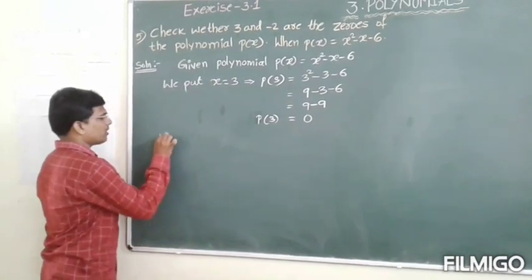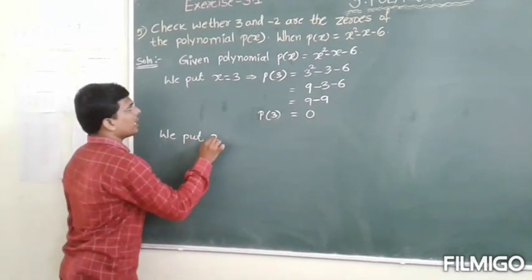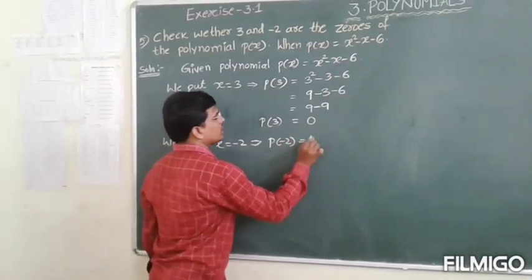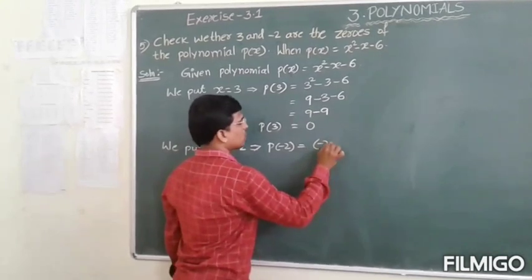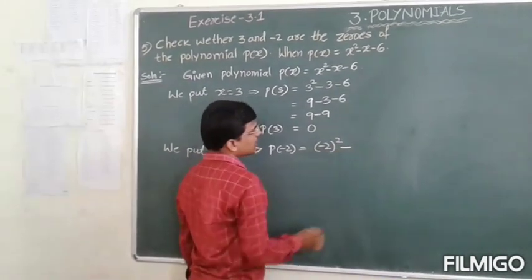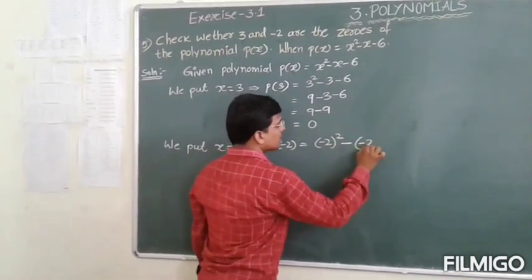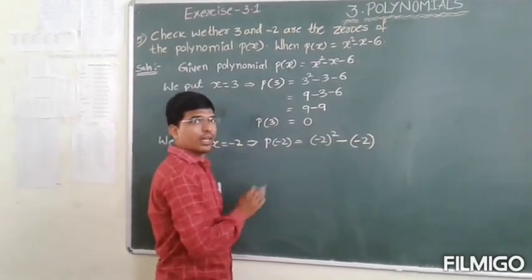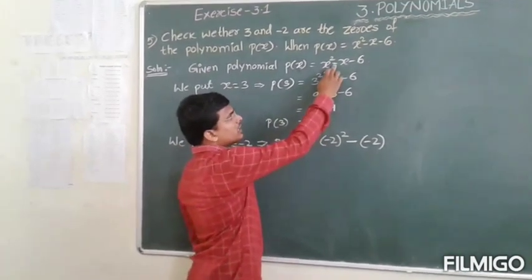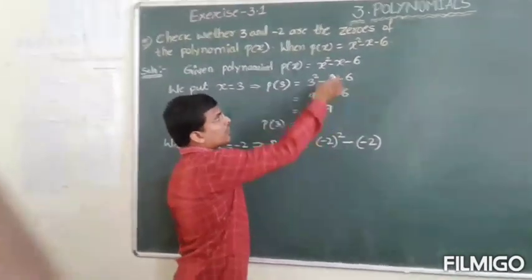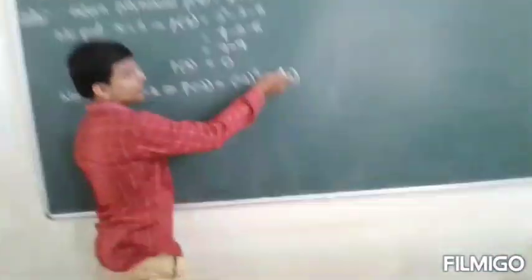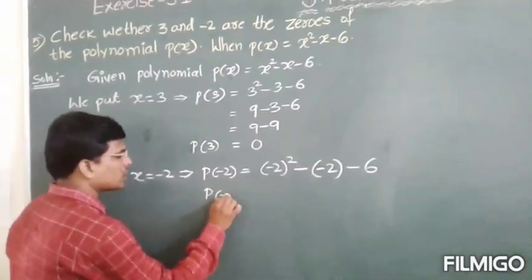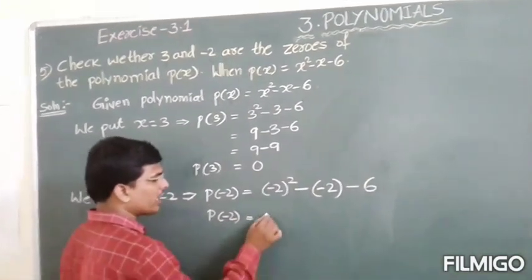And next one, we put x equals minus 2. So p of minus 2 is equal to minus 2 whole square minus, and what is the x value? The x value is also minus 2. Some of you will write only one minus. You have to write both the minuses. The first minus is what he has given in the question itself, and the next one is the x value, minus 2. Minus 6.